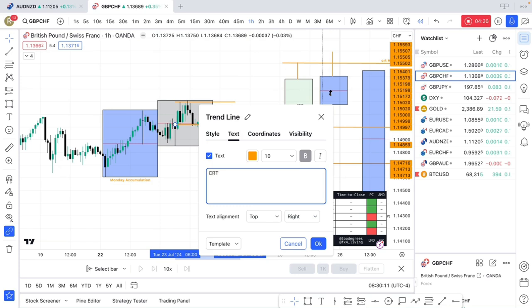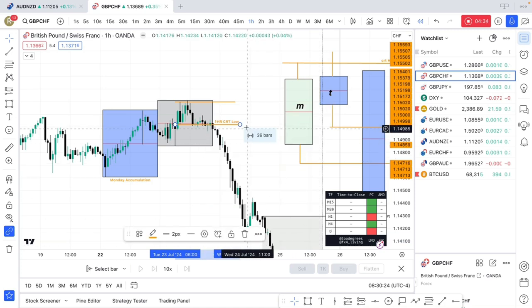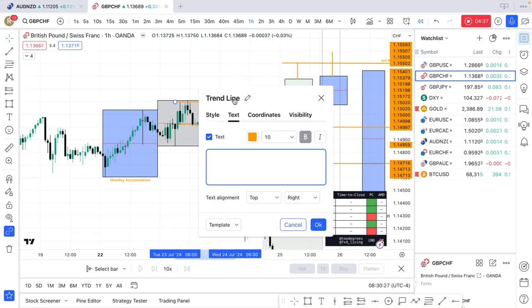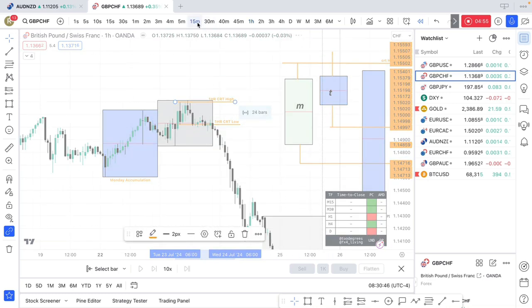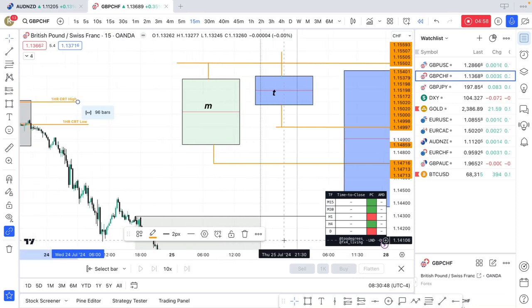Let's do 1 hour. 1 hour CRT low. And I'll go to 1 hour CRT high. Let's enter into the 15 minutes.